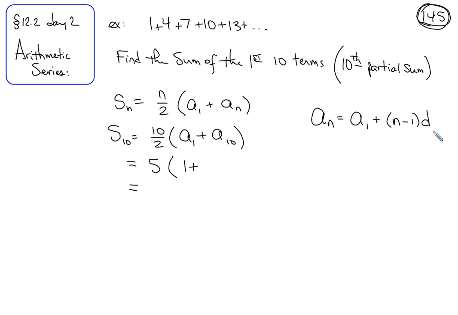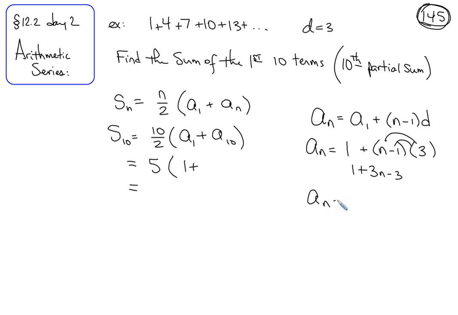Right, it's the equation we learned yesterday, guys. To find a particular term value, you need the rule for the nth term. So a sub n is equal to the first term plus the number of the term minus 1 times d. What's our d here? What are we adding every time? Distribute 1 plus 3n minus 3. So a sub n is equal to 3n minus 2.